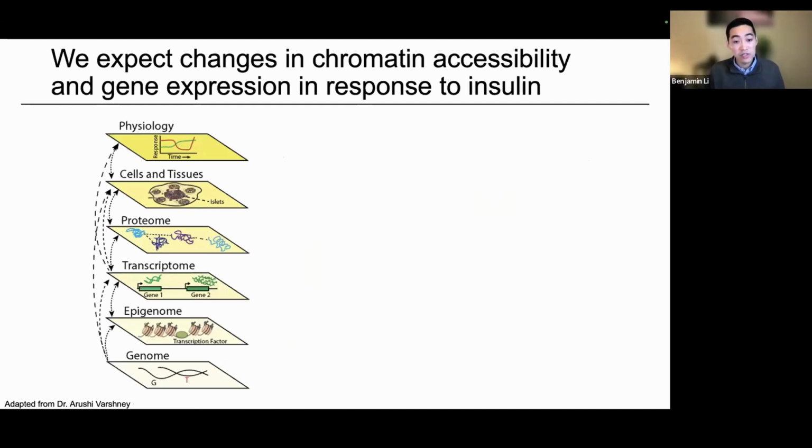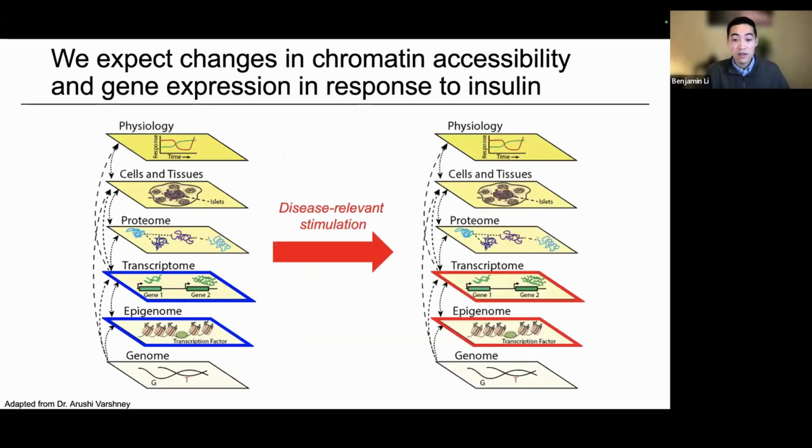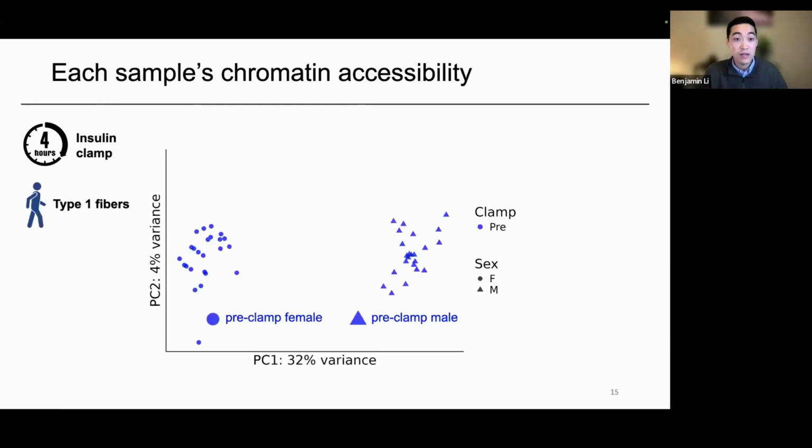So this I'm going to bring into the slide. This is a multi-layer omics diagram, and we can see the genome there on the bottom and how genetic risk may be encoded there and then percolates through the different layers of the epigenome, the chromatin accessibility, the transcriptome, gene expression, and so forth until we get to physiology and disease risk. And really the question that I'll use to tie together a lot of these analyses is how do these omics layers change in response to this very powerful insulin stimulation that is also disease specific to type 2 diabetes, or T2D.